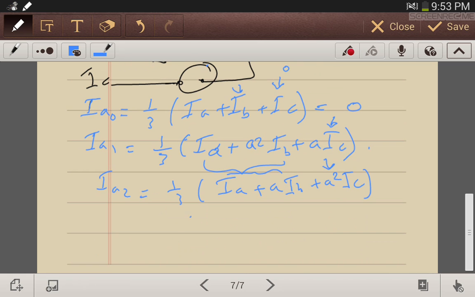Even if the delta load is having unbalanced three-phase currents or voltages, then the zero sequence current or voltage will equal 0, because if I add IA plus IB plus IC, then we will have 0, because the neutral current is also 0.